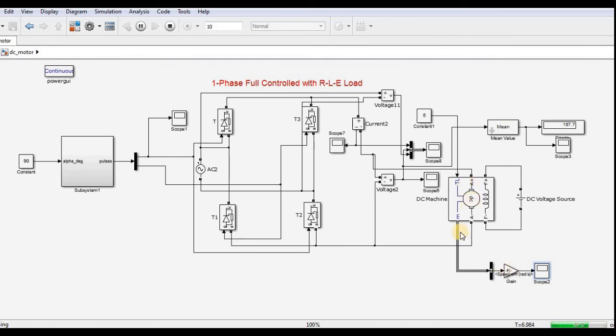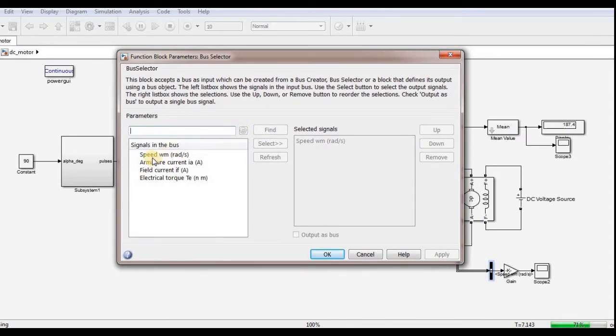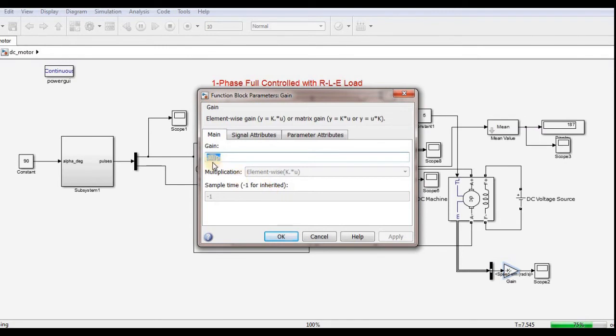So this is the motor, and this is the measurement. I am connected to this bus selector. In the bus selector I can select the speed as radians per second, but I want to see it in RPM, revolutions per minute. So I converted this radians per second to revolutions per minute. I used 30 by pi. Generally 60 by 2 pi, so equal to 30 by pi.